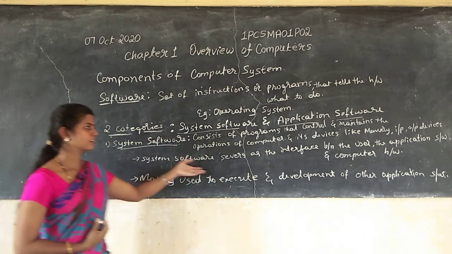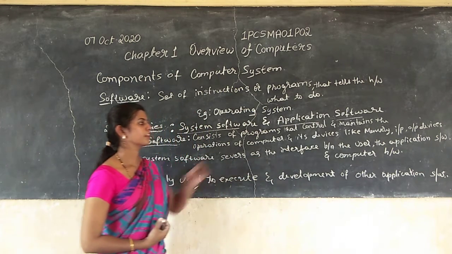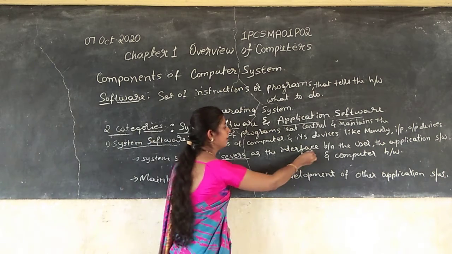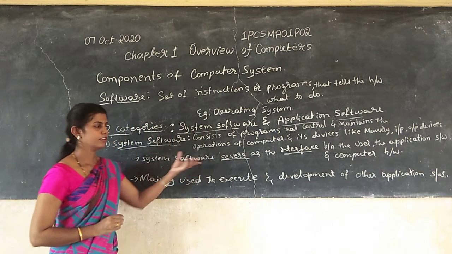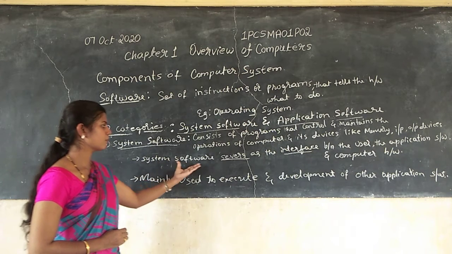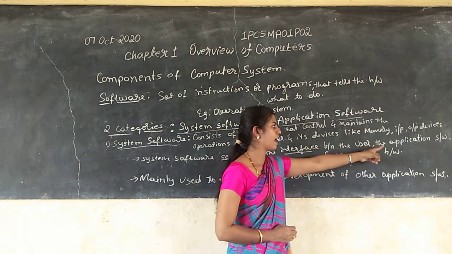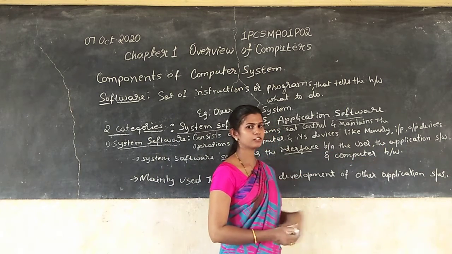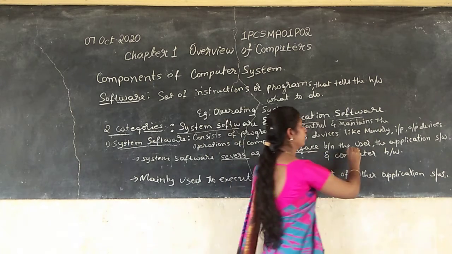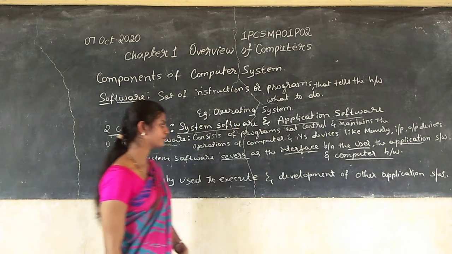System software serves as the interface between the user, the application software and the computer hardware. It acts as the interface, a mediator. System software serves as the interface between user, application software and computer hardware.